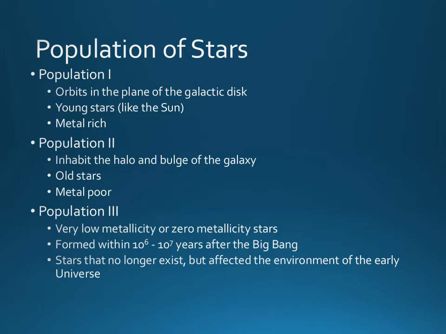Their orbits are much more randomly oriented than the population 1 orbits and are highly elliptical. The halo stars are metal poor, 0.001 to 0.03 times solar abundance. But the abundance increases inward toward the center. The bulge stars have metal abundance of 1 to 3 times that of the sun.